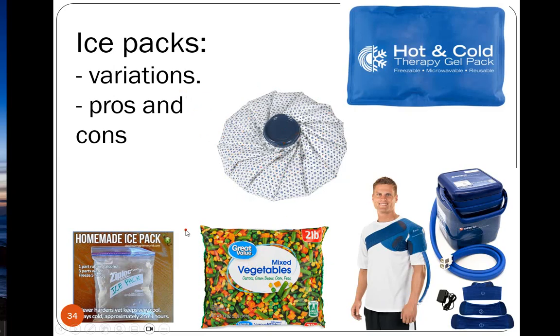In a bind, you could use mixed vegetables. It's really good. Put them in a plastic bag or a towel or something, and use them as an ice pack. You could make your own homemade ice packs. In this case, 1 part rubbing alcohol, 3 parts water, and you can make your own.